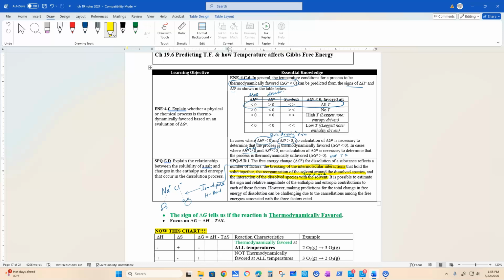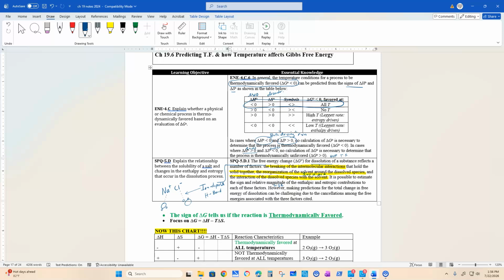Okay. So it is possible to estimate the sign and size. So remember when they say magnitude, the size of the number, of the enthalpic, I've never even said it like that before, but enthalpy and entropy contributions to each of these factors. However, making predictions of the total change in Gibbs free energy can be challenging due to the cancellation among the free energies associated with these three factors.